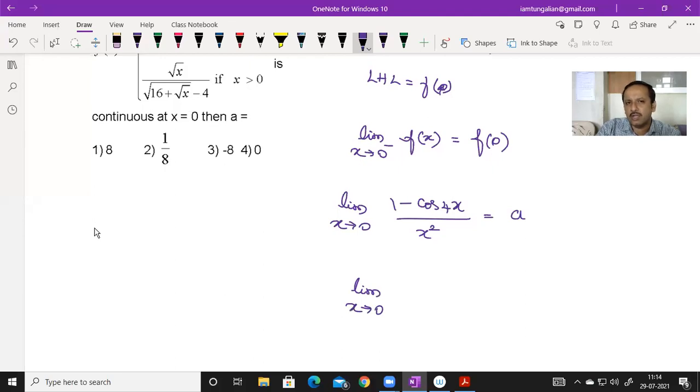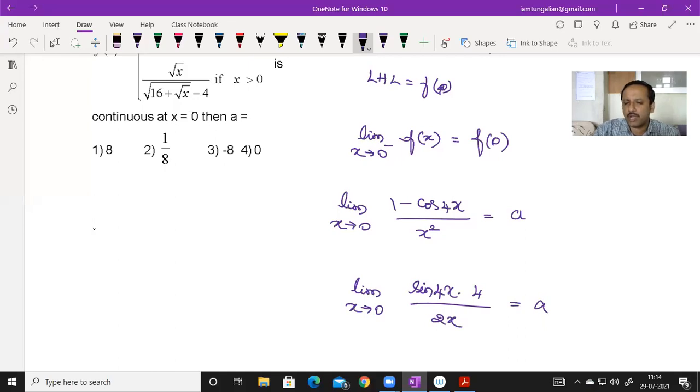Use L'Hospital's rule. Derivative of minus cos 4x: the derivative of cos x is minus sin x, so the derivative of cos 4x will be minus sin 4x into 4. Minus is already there, so it becomes sin 4x into 4, divided by the derivative of x^2, which is 2x.